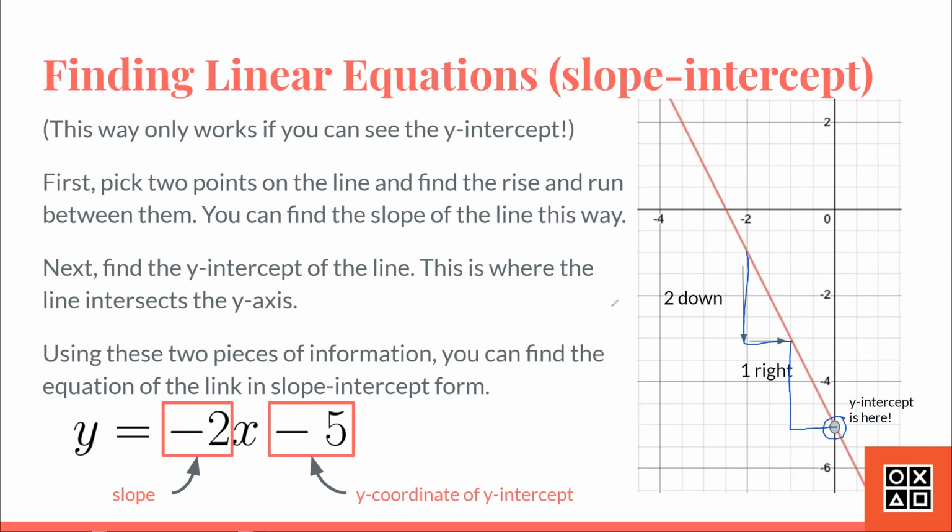That's how you'd find the slope. And if it's 2 down and 1 to the right, then it has to be a negative slope. If it's up 2 over left, then it would be a positive slope. But in this case, it's negative. So using these two pieces of information, you can find the equation of the line in slope-intercept form. So -2 is the slope, and then -5 is the y-coordinate of the y-intercept.